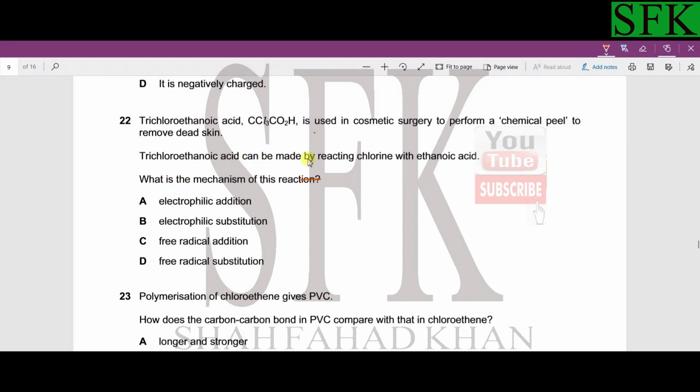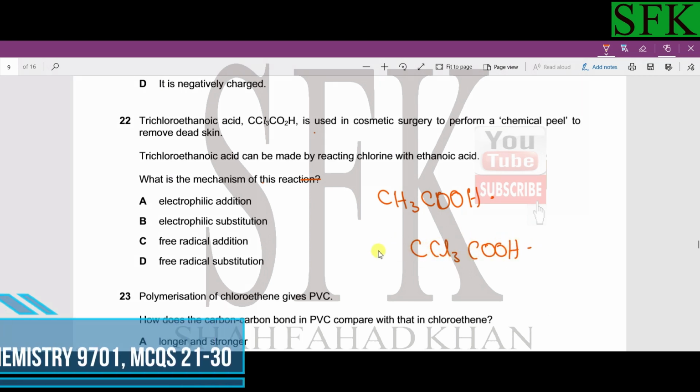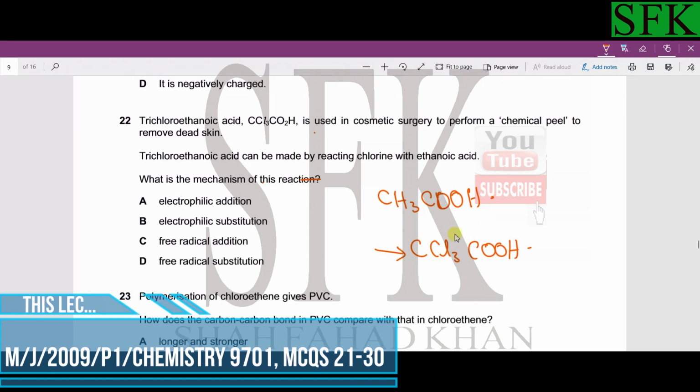Then trichloroethanoic acid is used in cosmetic surgery to perform a chemical peel to remove dead skin. Trichloroethanoic acid can be made by reacting chlorine with ethanoic acid. What is the mechanism? Okay, this is the ethanoic acid. And how can all the hydrogens get replaced with three chlorine atoms to form your carboxylic acid? So trichloroethanoic acid. So this is actually a free radical substitution because the hydrogens can only be replaced with chlorine in presence of UV light by free radical substitution mechanism.